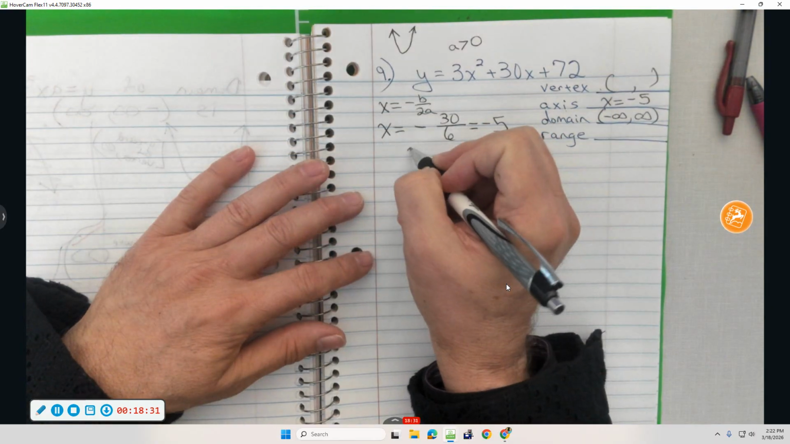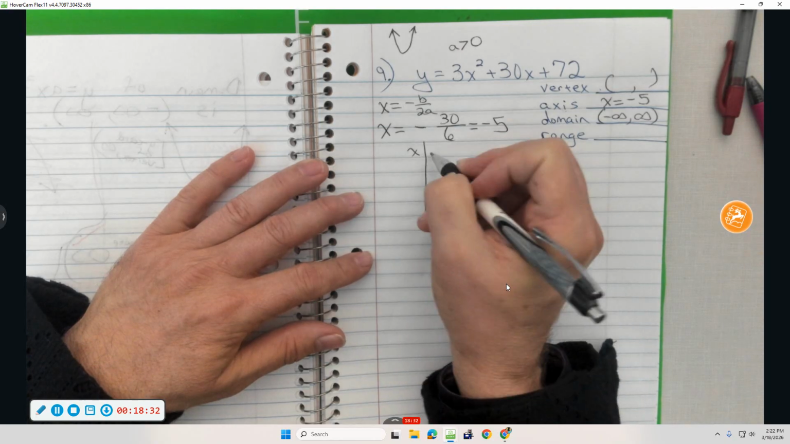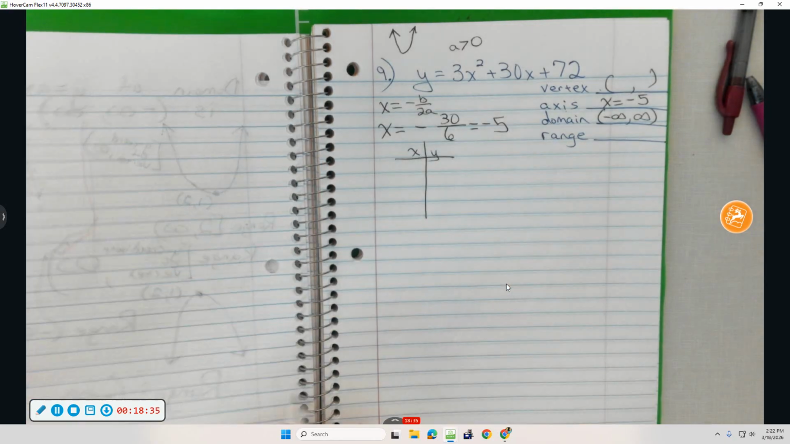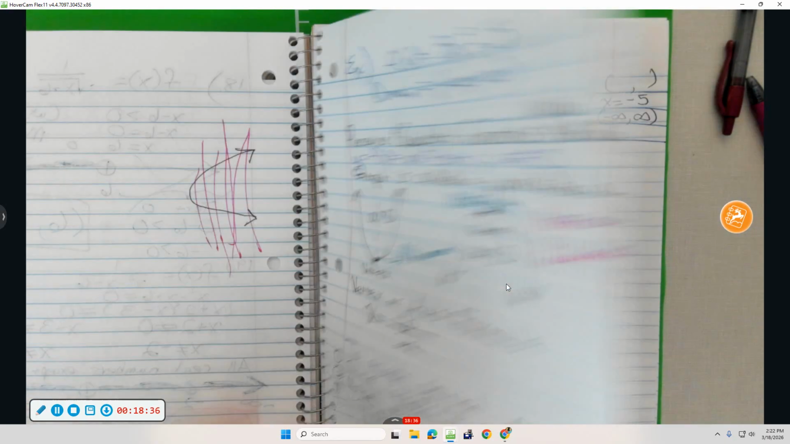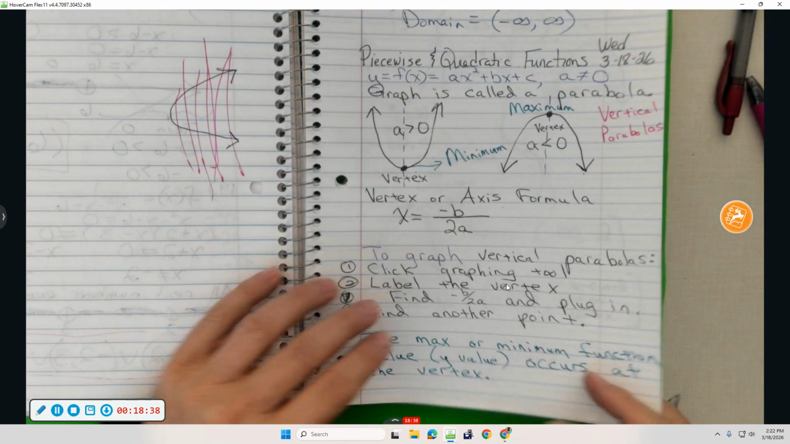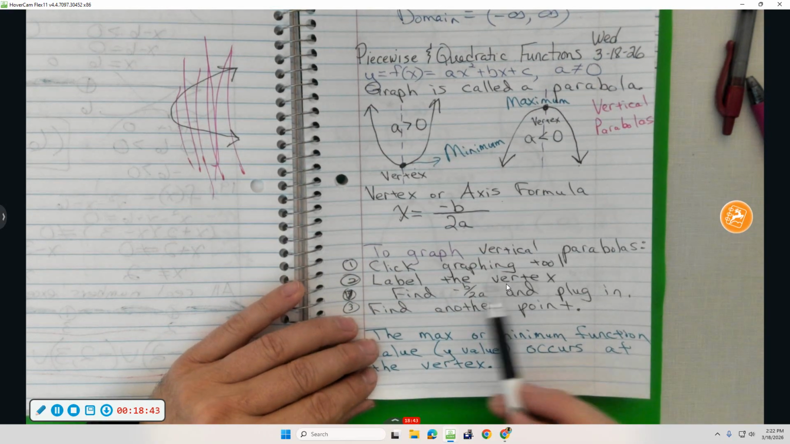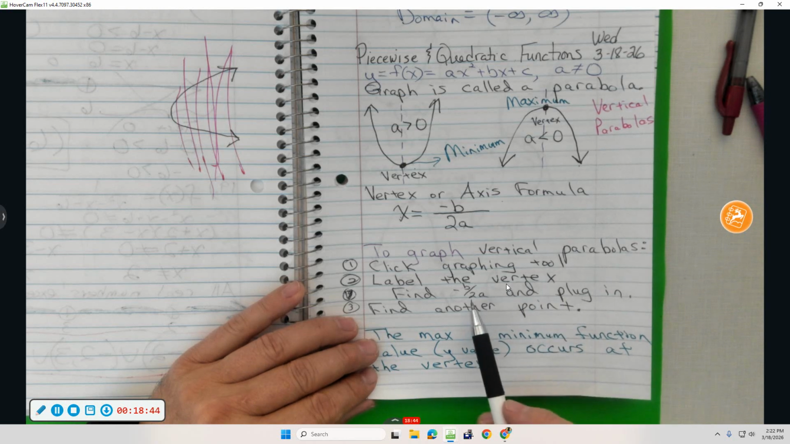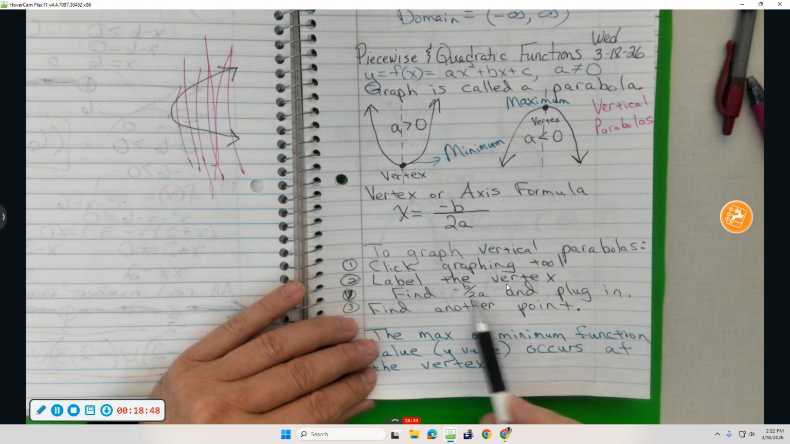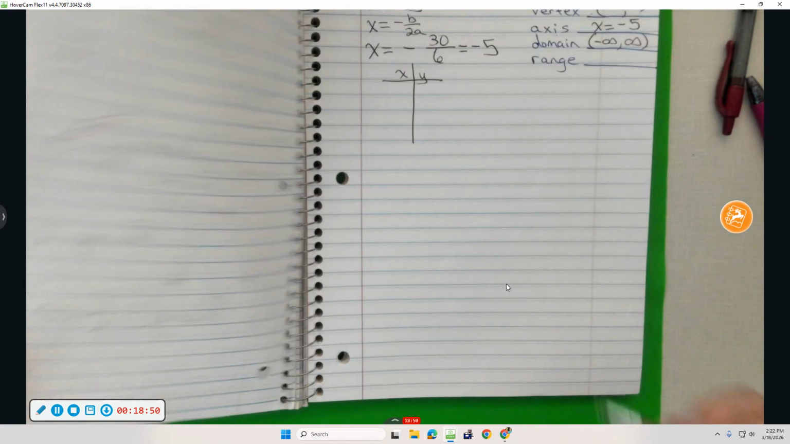Now I'm going to make a table of values. As I was going through what we were graphing, you'll click the graphing tool. You have to label the vertex. And how do we find the vertex? We find negative b over 2a. We did that. And now we're going to plug it in to get the y coordinate.